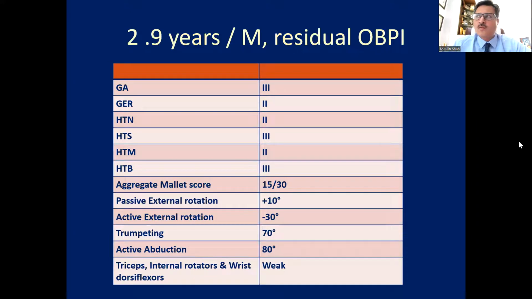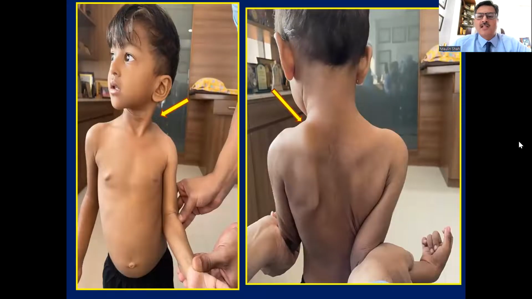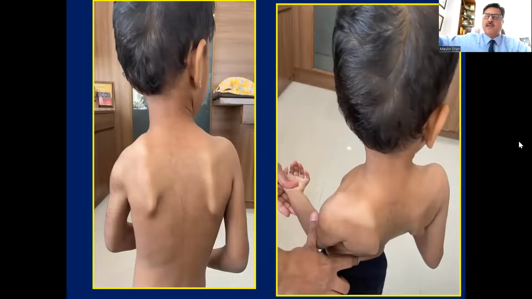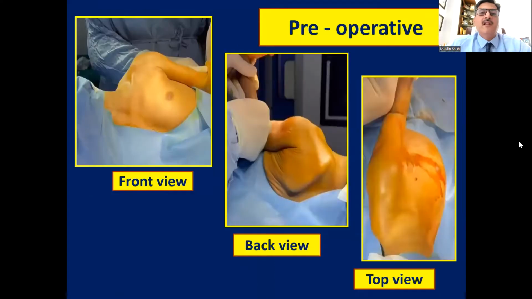This is a 2.9-year-old boy with Narakas 2, with a passive external rotation of only 10 degrees, severe trumpeting, and active abduction of 80 degrees, with weak triceps, internal rotators, and wrist dorsiflexors. And he had this putty sign. You can see when I adduct, the medial angle becomes prominent, and if you externally rotate further, this becomes more prominent. The family was complaining that he always keeps the arm away from the chest, and for doing anything, reaching the mouth, the scapula becomes very prominent.